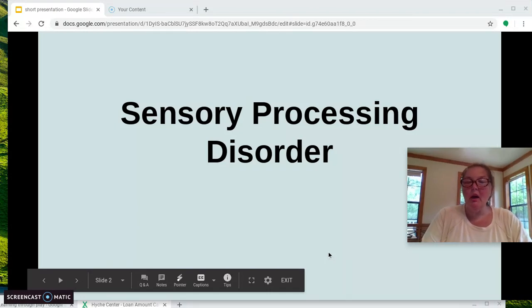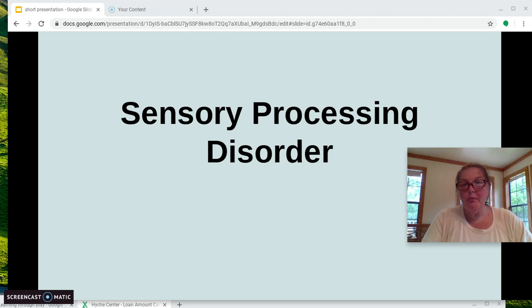I'm Karen Heitch. I'm an occupational therapist. I'm the owner of the Heitch Center for Sensory and Motor Learning in Jasper and Dora, Alabama. Today we're going to talk about sensory processing disorder. Specifically, we're going to identify our sensory systems and identify modulation and discrimination.